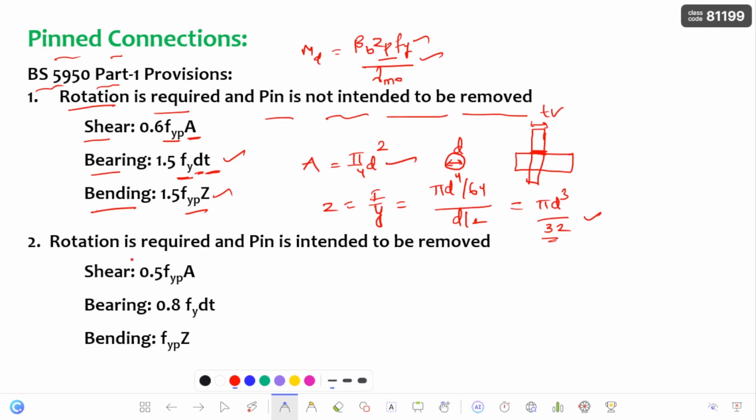Next, second case, rotation is required and the pin is intended to be removed. That means whatever the structural member which is connected to the pin, rotation is required, and also the pin is just temporarily installed and you want to remove it whenever required. In that case, these are the formulas you have to use. Whenever the pin has to be installed permanently, obviously the strength of the pin should be high. That's why you can see a higher value in the formulas for a pin installed for permanent purpose.